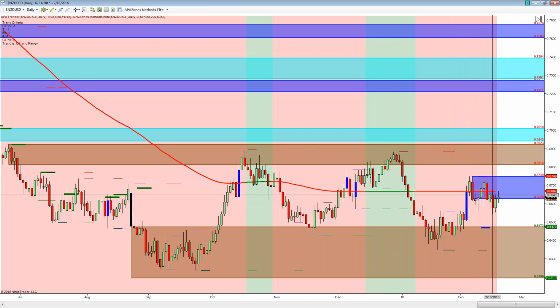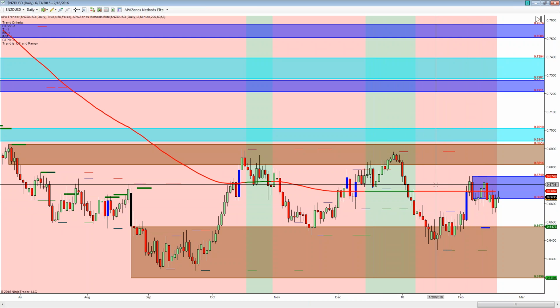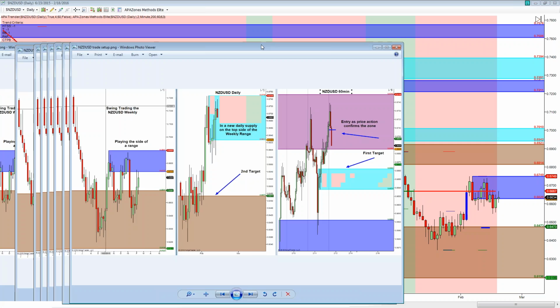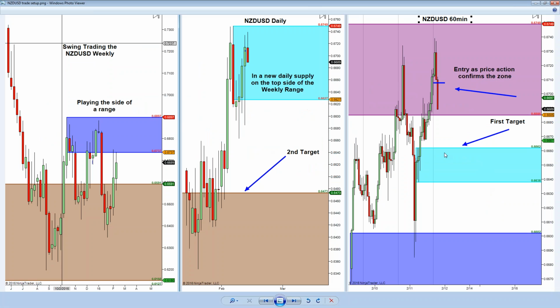So me personally, I don't know if I would take any entries at this time, just because I know we're in the middle of the range. But who knows? It might work out in your favor if you were to take a short off of this daily supply level here. But I just don't know. What do you think, Gabe? Oh, you got something going on here. Yeah, I got a little something.